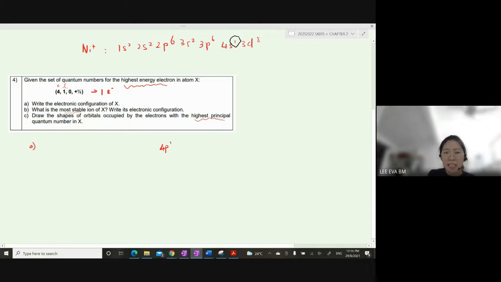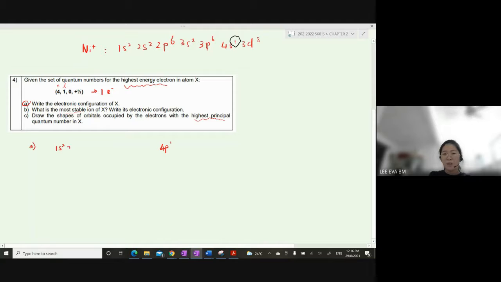Kalau sekarang dekat sini, madam bagi 2 set, maka awak akan jadi 4p2. 3 set, 4p3. 4 set, 4p4, etc. Okay, so now to answer your question A, write the electronic configurations for X. Therefore, you have to start all over again for 1s2 until you see 4p1.